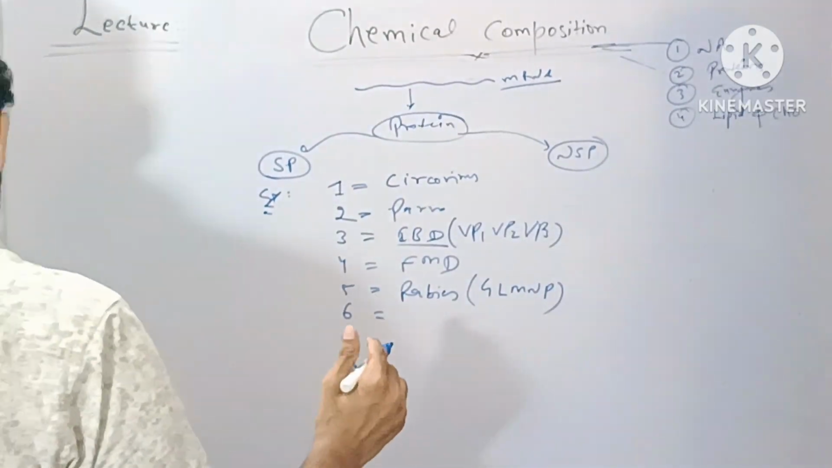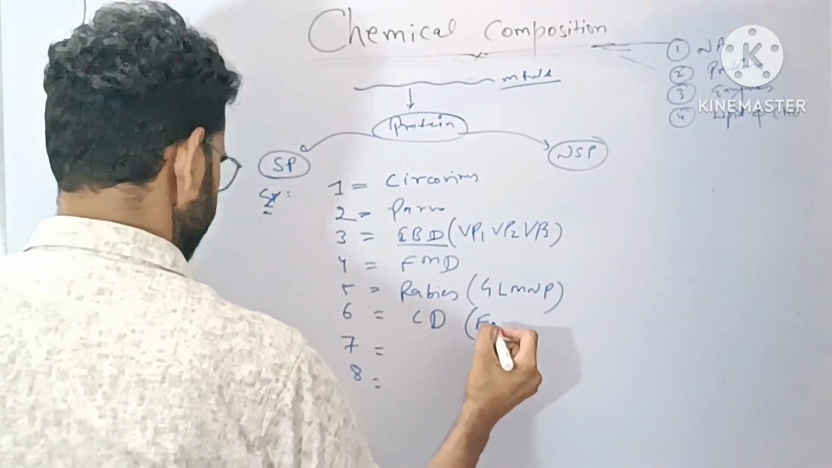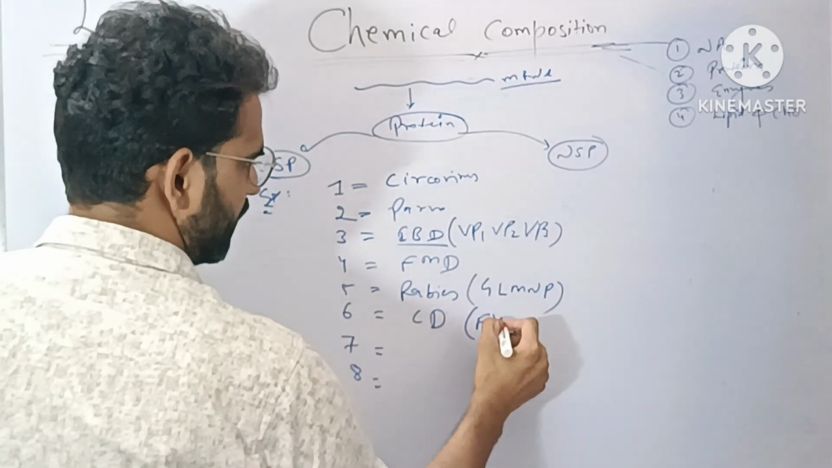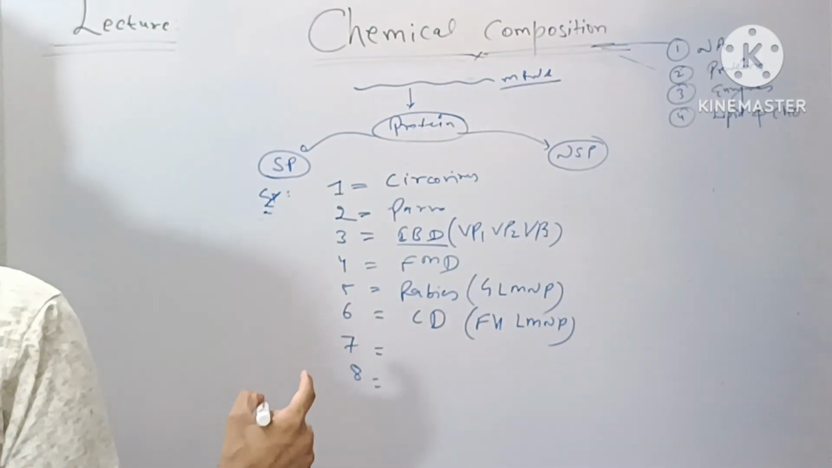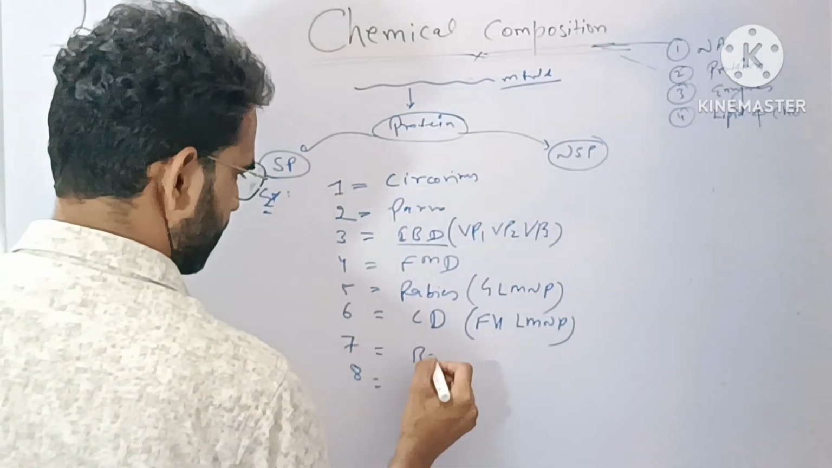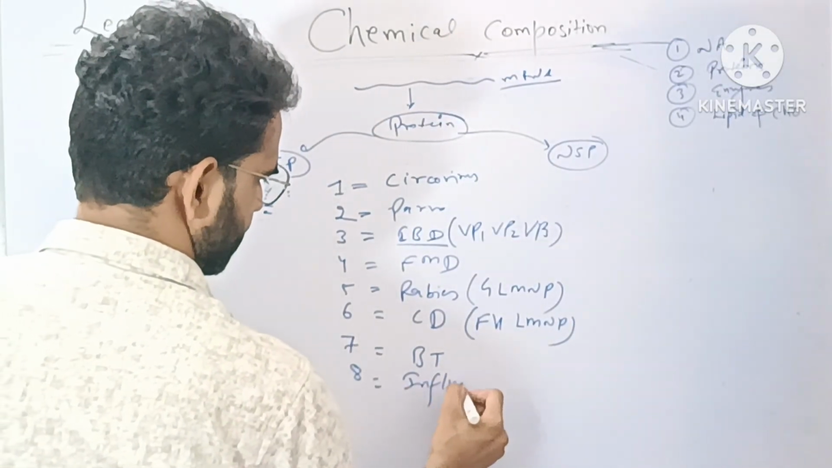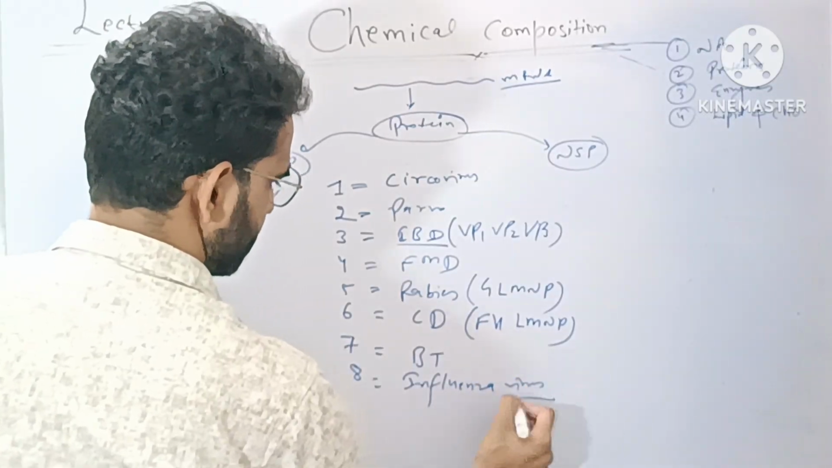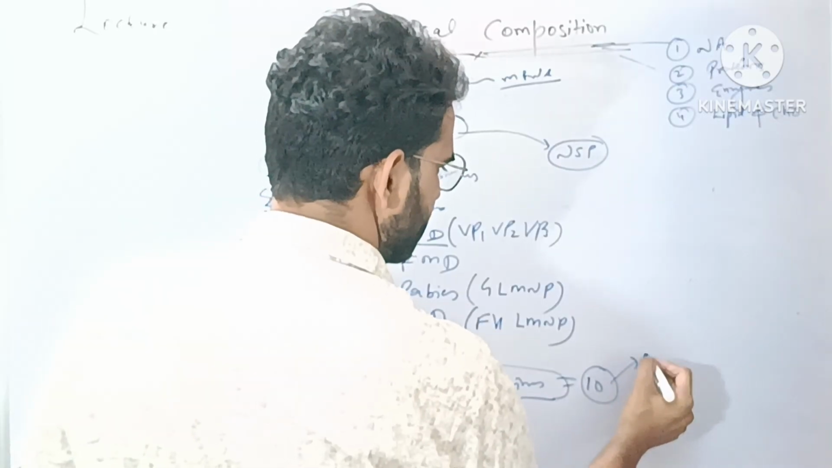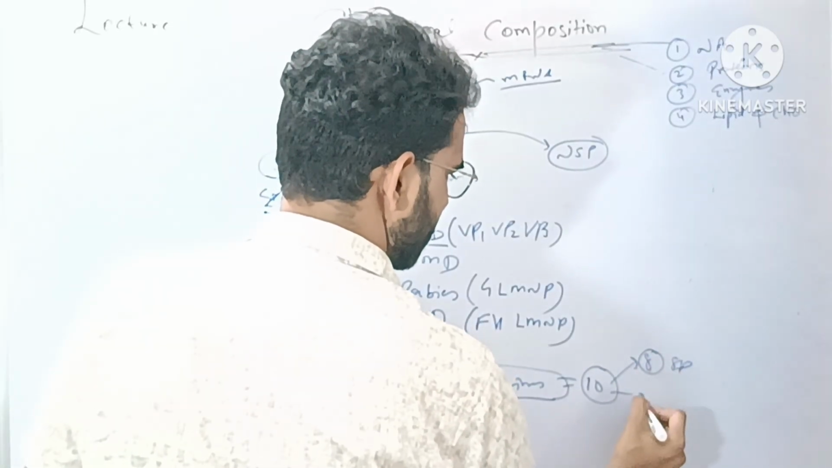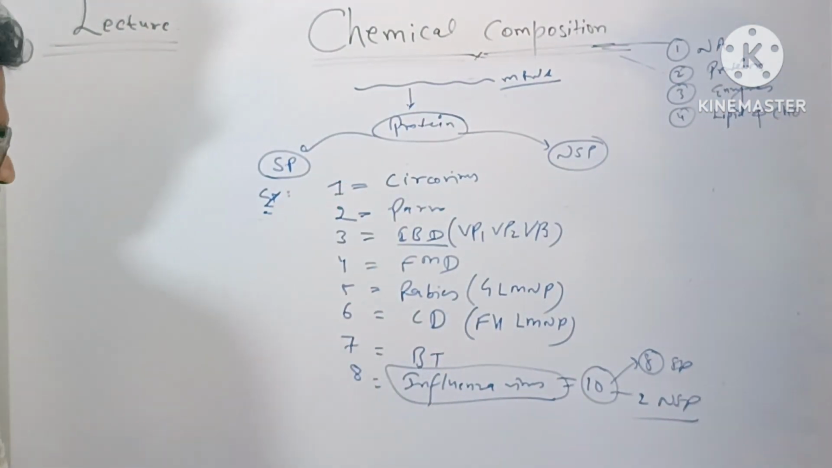Number 6 is canine distemper. F, H, and the rest is L, M, N, P. And number 7 is bluetongue. And 8 is influenza virus. So in case of influenza virus, there are a total of 10 proteins encoded, 8 are structural proteins and 2 are NSP, 2 are non-structural proteins.